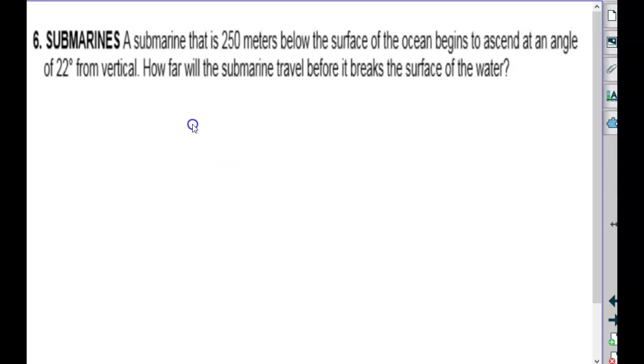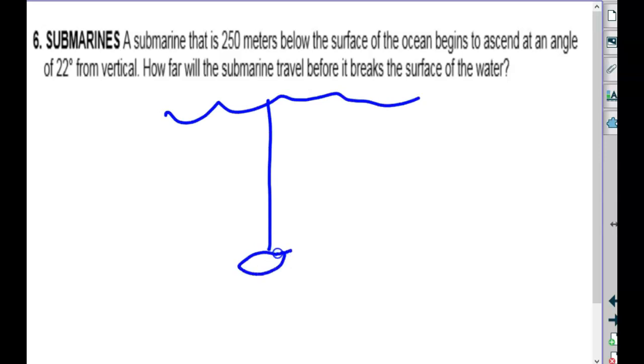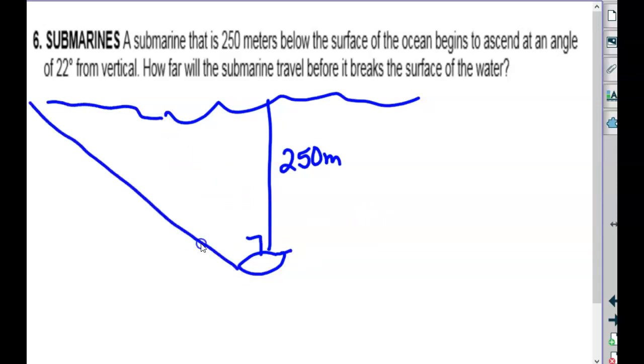Submarine is 250 meters below the surface of the ocean. Okay. Ocean down to submarine. I don't know what that looks like. Okay. 250 meters. Begins to ascend. Okay. Well, mine is pointing this way, so he's going to have to come up this way. At a 22 degree angle from the vertical.